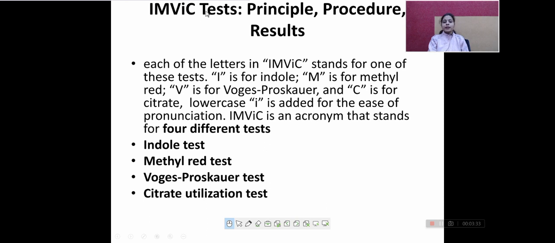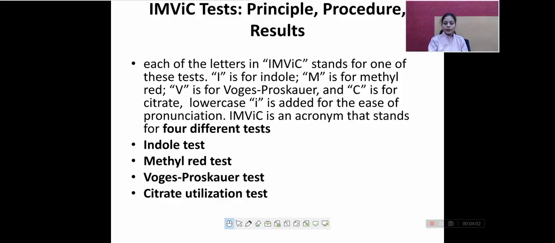IMVIC test is the combination of several types of tests. So IMVIC is an acronym that stands for 4 different types of tests, that is indole test, methyl red test, Voges-Proskauer test, citrate utilization test, right? It is a combination of 4 types of tests. So we discuss all the 4 types of tests individually in detail. So first we discuss the indole test.